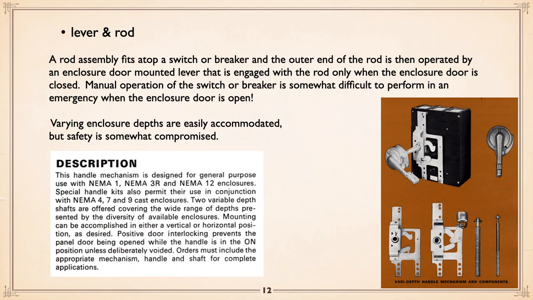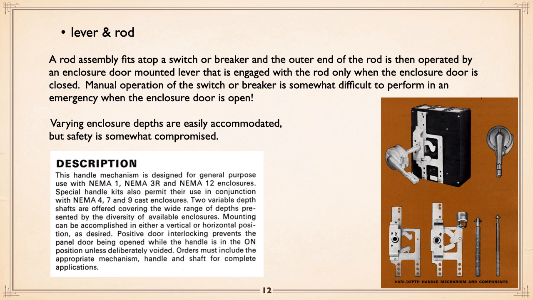The third option is lever and rod, where the mechanism fits on the circuit breaker in most cases, and it has a rod sticking out which matches a lever mounted to the door. The problem with those is actually 2. The simple problem is that when you go to close the door, if you've got several motors, in other words, several of these switches, you got to get them all in line to close the door.